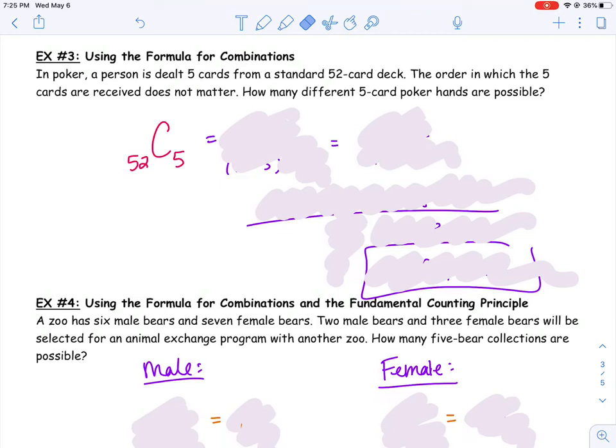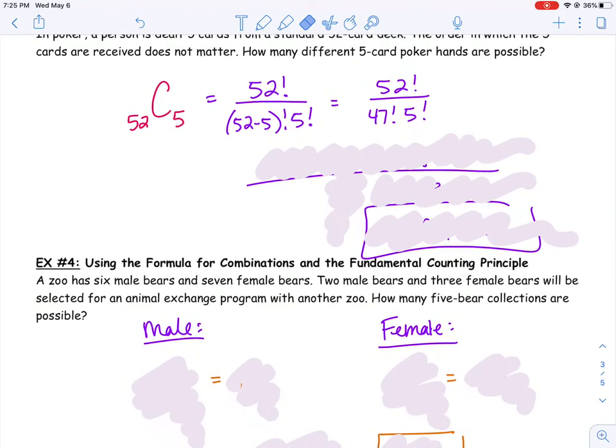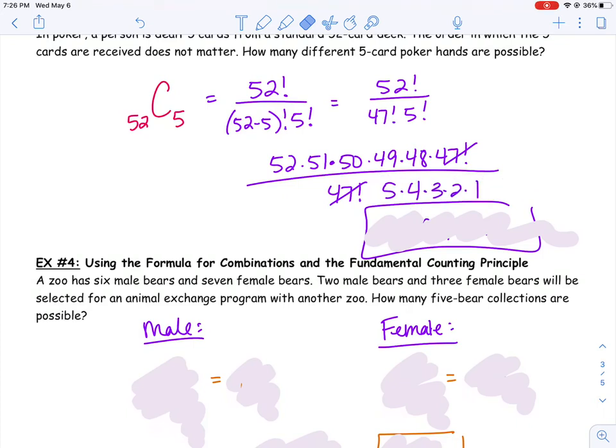How many ways can that happen? Well, let's use our combinations formula and plug in our numbers. I've got 52 factorial over 52 minus 5 factorial times another 5 factorial. Simplifying it a little bit, I've got 52 factorial over 47 factorial times another 5 factorial. Writing all the pieces out, I've got 52, 51, 50, 49, 48. I'm going to stop at 47 factorial because that 47 factorial and all the numbers below it will reduce. But don't forget, you still have a 5 factorial in the bottom. That's not just a 5. It's a 5 times 4 times 3 times 2 times 1.